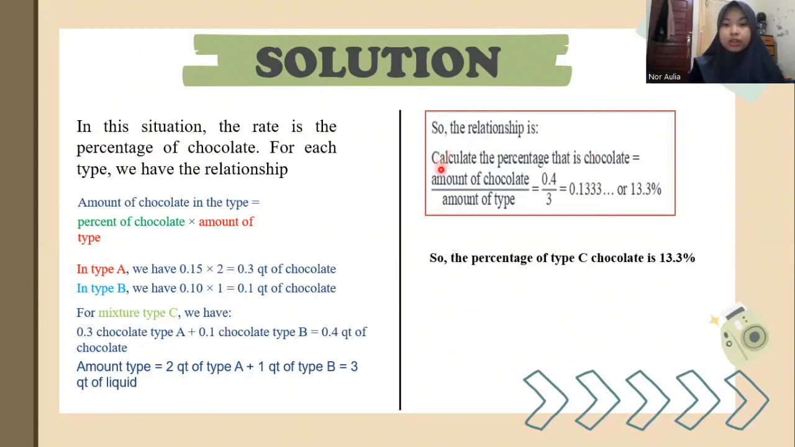So the relationship is: the percent that is chocolate equals the amount of chocolate divided by the amount of the mixture, which is 0.4 divided by 3 equals 0.1333, or 13.3%. So the percent of type C that is chocolate is 13.3%.